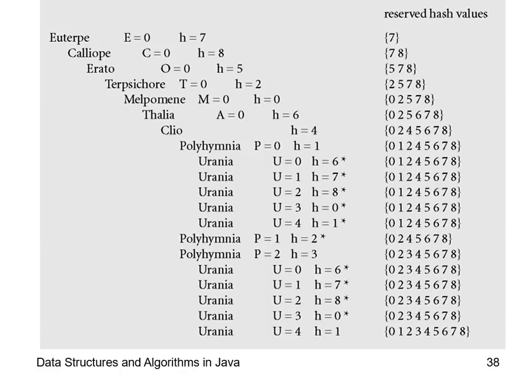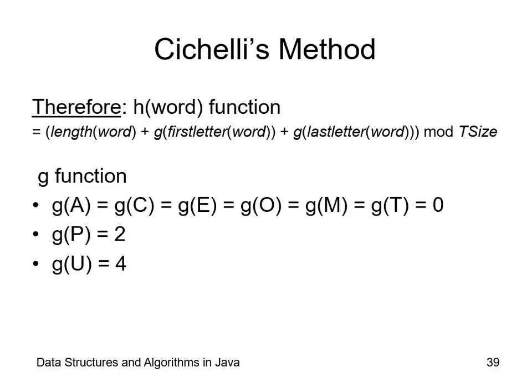Okay, and that's the G function that we're looking for. If we have a G function like this, with the way that we calculate the hash function, the hash is going to be perfect for these 9 values, 9 names. If it were not 9 names, it would be different.